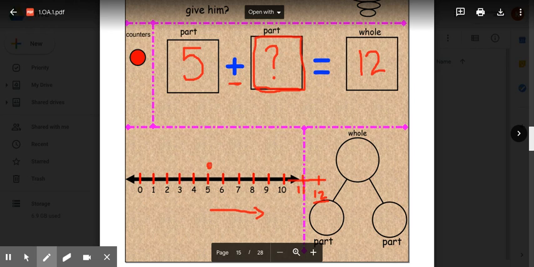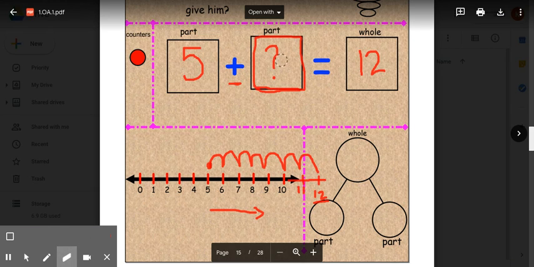So as I jump, count with me. 1, 2, 3, 4, 5, 6, 7. It took me 7 jumps to get to 12. So that is our missing part. His mom gave him 7 more rocks. In total, he had 12. So he started out with 5. His mom gave him 7, and now he has 12 total. Now that I have my missing part, I can fill in my number bond.